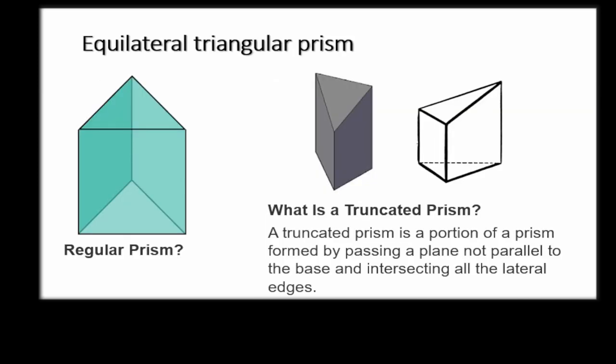Now, to differentiate between regular and truncated, a regular prism would be a solid. As you're taking a look at this figure, a regular prism would be a complete triangular solid. A truncated would simply be a solid that has a portion of it. You would have the top portion being cut, being removed at a particular angle.